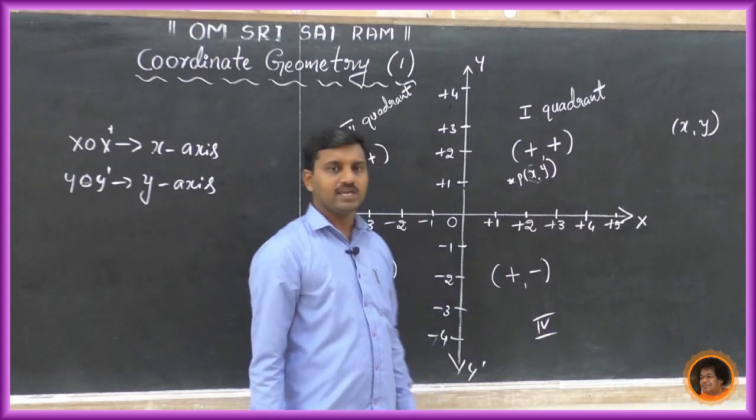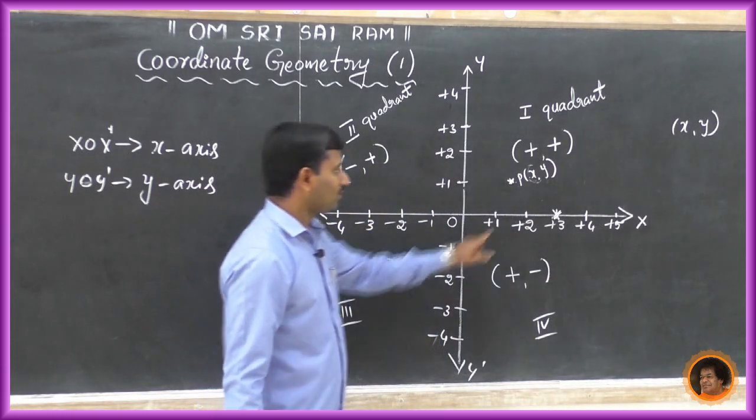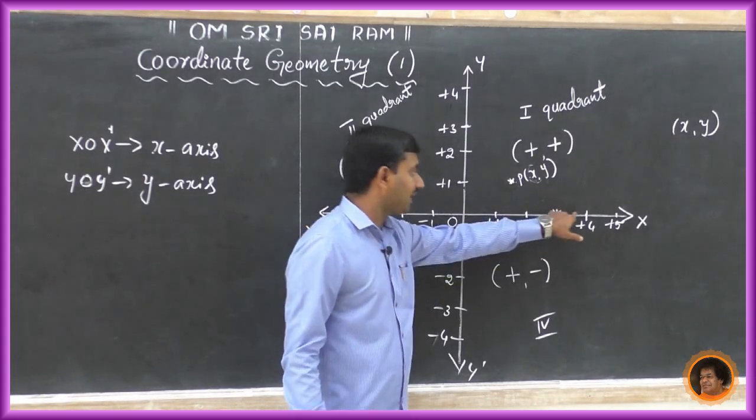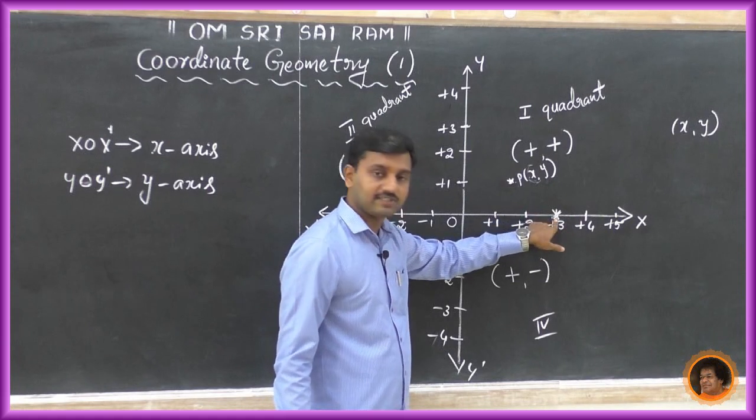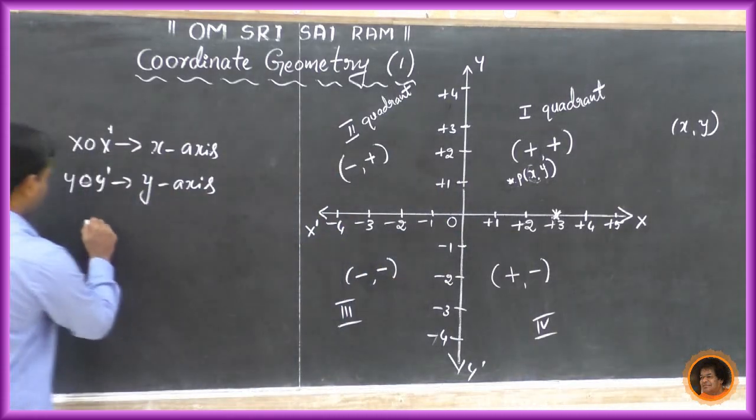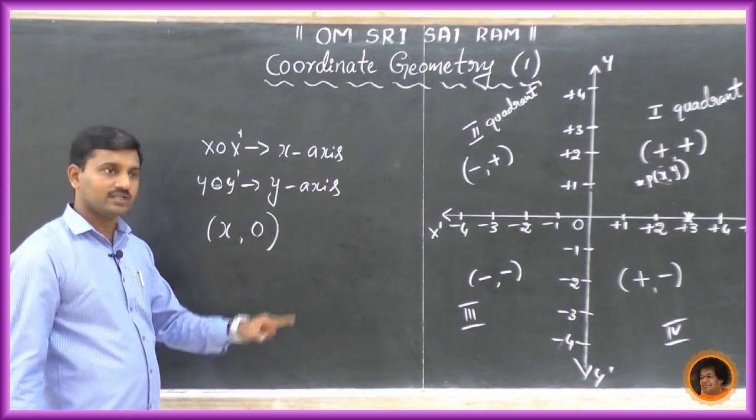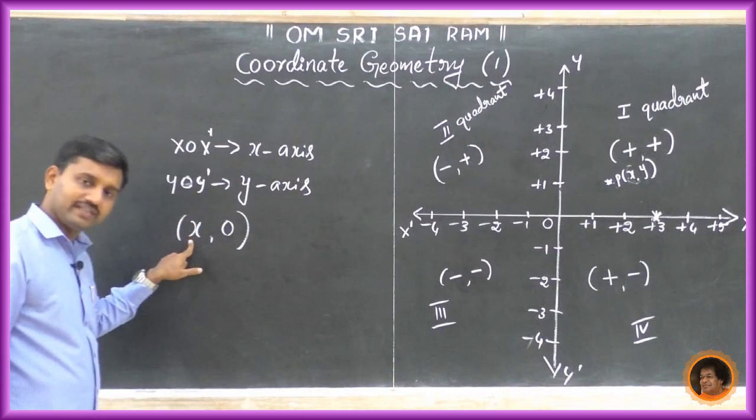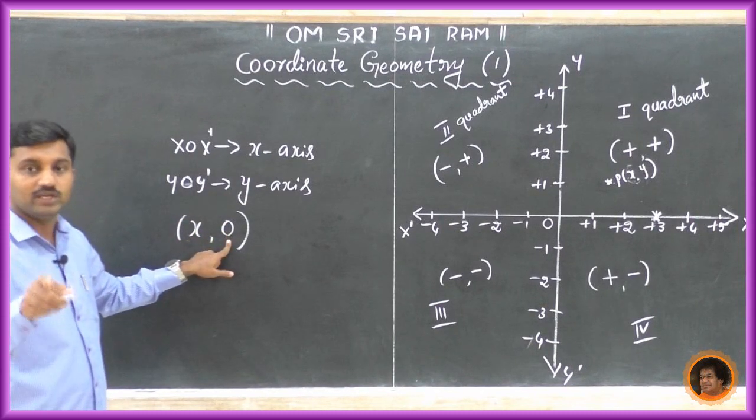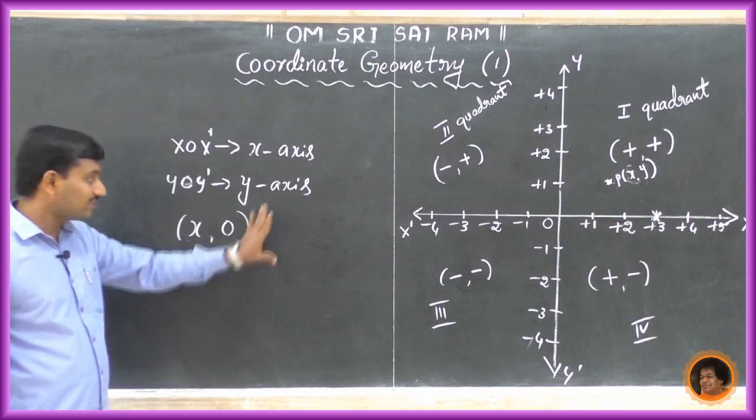I will ask one question: any point on the x-axis, what is the coordinate of this point? What is the general form? Any point on the x-axis, their coordinates are always in the form of x comma 0. Why? Because on the x-axis it has a value for the x coordinate or abscissa, but the y value is 0. Therefore any point on the x-axis is always in the form of x comma 0. So this is a general form.